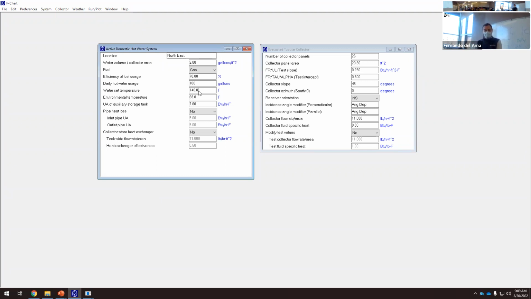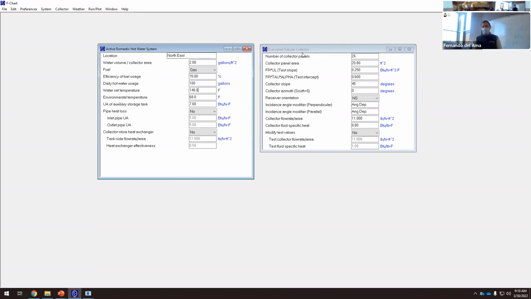Then the water set temperature is always 140. For the environmental temperature, if they don't say anything, we assume that the hot water tank is indoors, whether in the kitchen or in a mechanical room. We can assume that it's indoors and the temperature is close to comfort, 68 or 70, whatever. And all these other elements, let's leave. If we don't have any information, we will have the default elements. I explained last time what this was about, but you can leave these numbers.